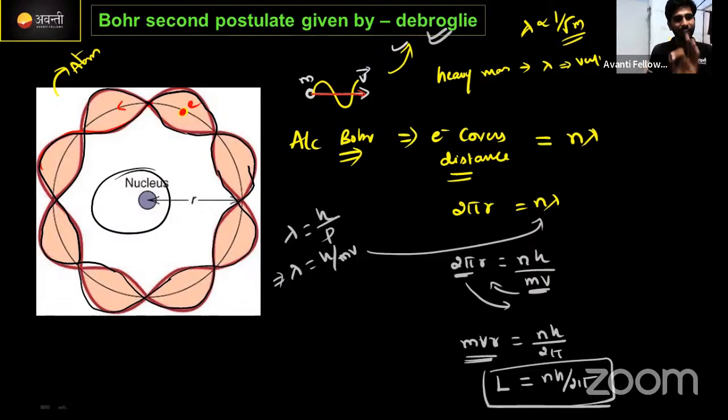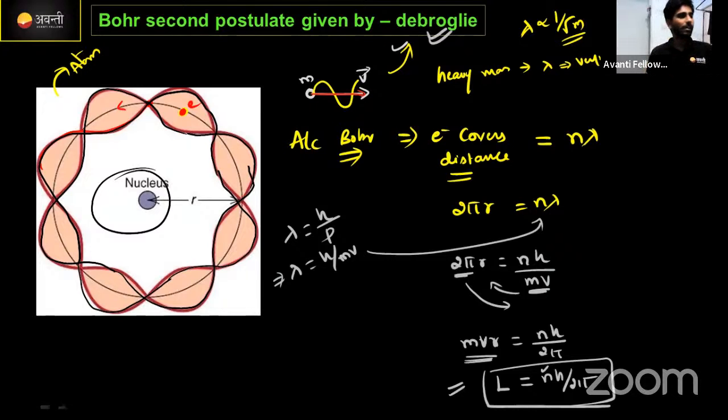Correct? Actually, in the second postulate, what did Bohr say? When an electron is moving in a circular orbit, its angular momentum value will be equal to an integral multiple of h by 2 pi. This is the statement we were given. Finally we proved this one, right? Is it understood? Quickly say, is it understood, right? That's great. Note down this one.